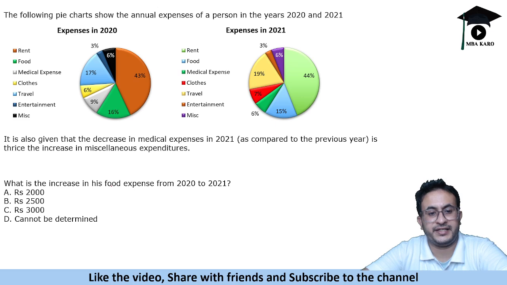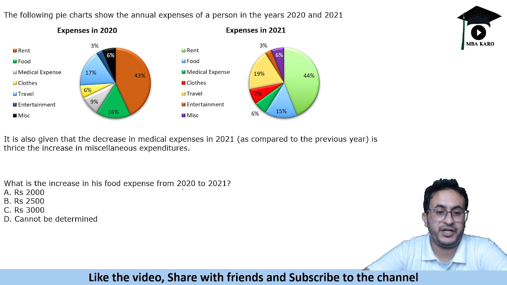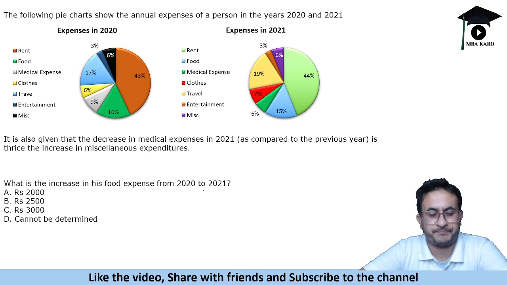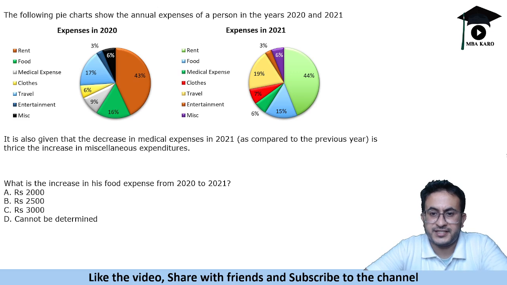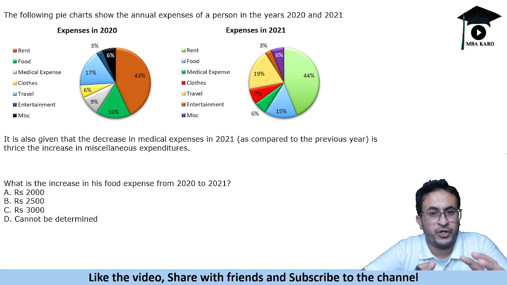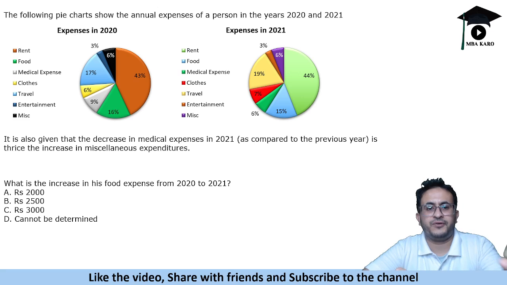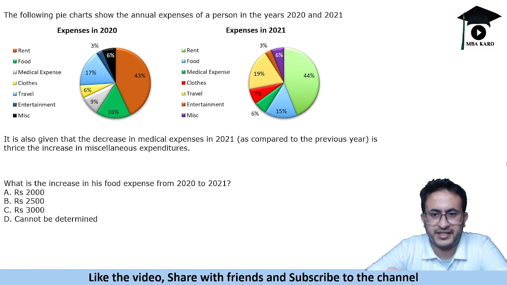What is the increase in his food expense from 2020 to 2021? Now remember one thing, in this particular set we are just given the ratios, right? We are given the percentages and ratios. No absolute value is given, so we cannot find any of the absolute values. Like if I ask what is the increase in food expenditure or what is the increase in travel expenditure, etc., we cannot answer those questions.